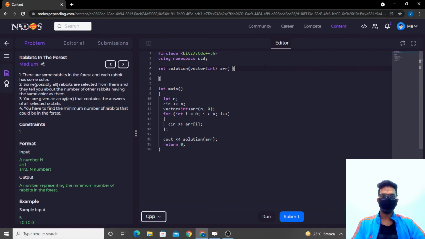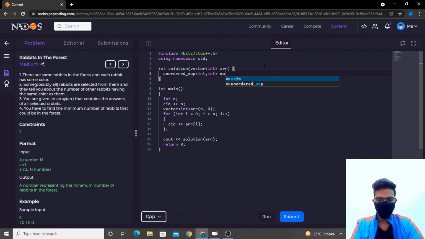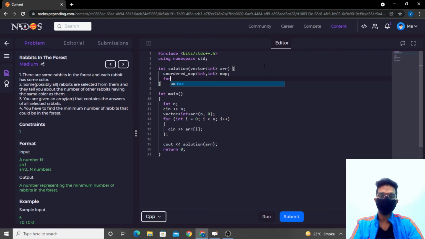So what will be required? An ordered map that will store the frequencies, right? An ordered map of the values of the array value, so int and int. I'm going to call it map. First, what I do is simply traverse my vector: int i equal to 0, i is less than array dot size, i plus plus.